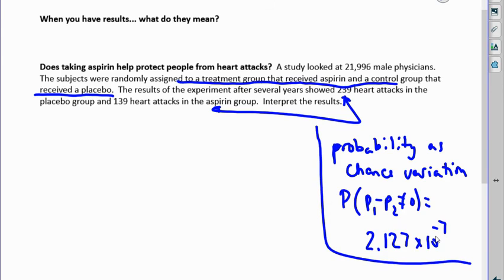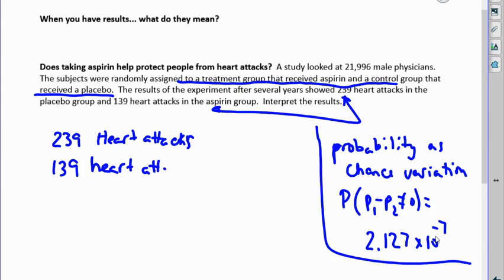But even without knowing that, knowing that there are 239 heart attacks, and then there's only 139 heart attacks. Well, actually, let's see, which one was the placebo? This one was the placebo. So there's a lot more. And this one was the aspirin. We can see that this is almost double.